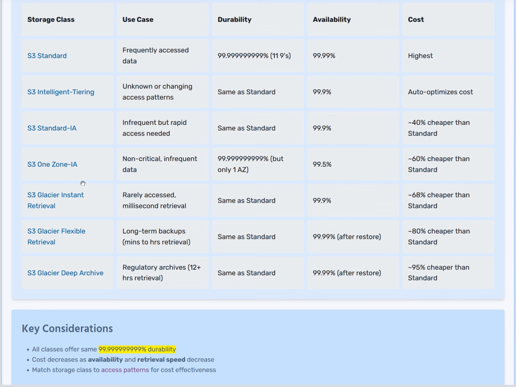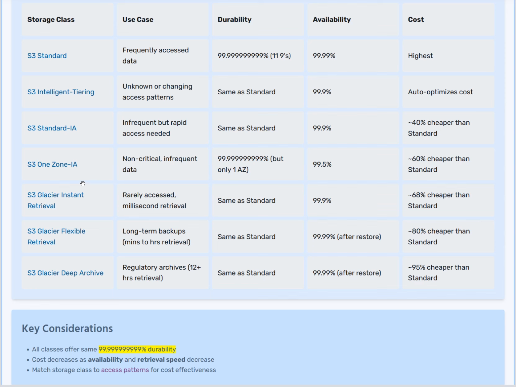And then you have Glacier Flexible Retrieval. It's for long-term backup, with minutes-to-hours retrieval. You can't access it in milliseconds like the previous Instant Retrieval class. The durability is the same as Standard, and availability is 99.99 after restore. This one is 80% cheaper than Standard.